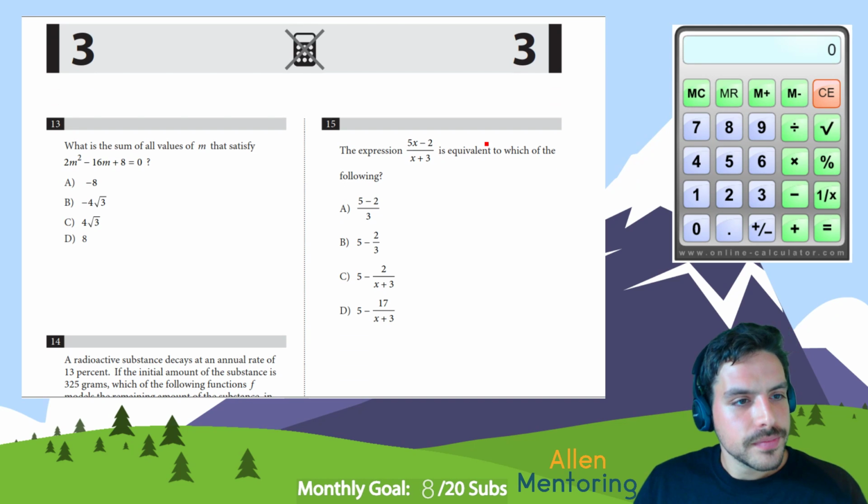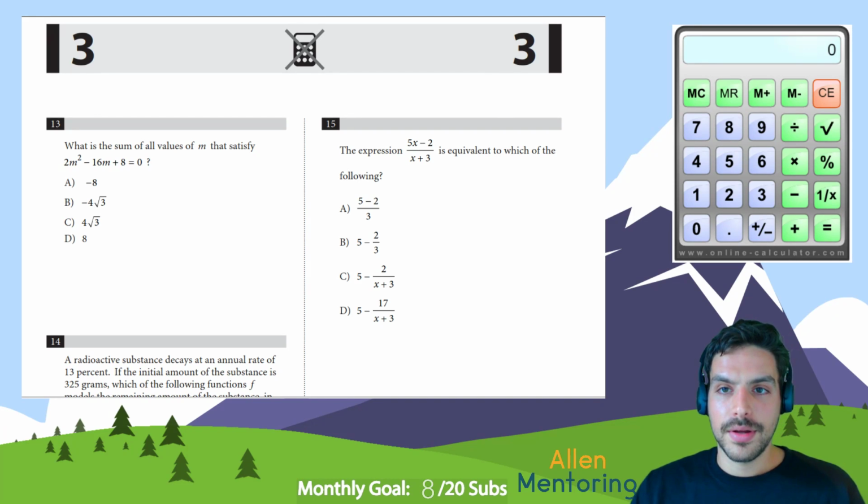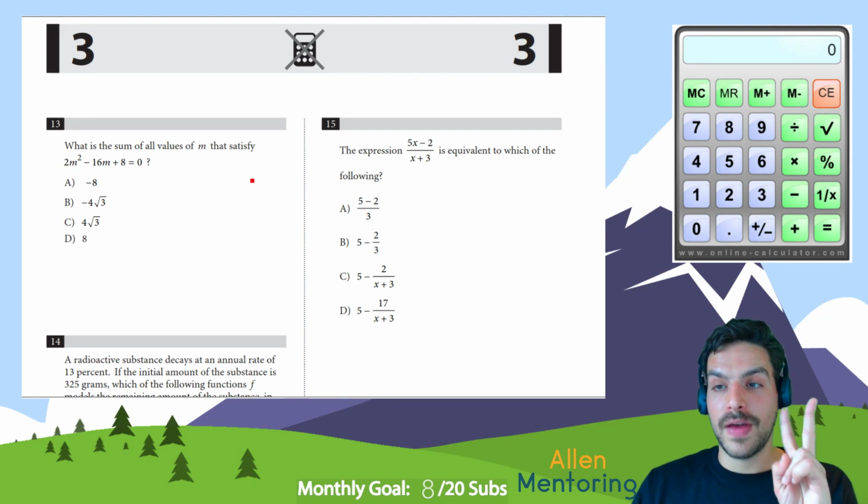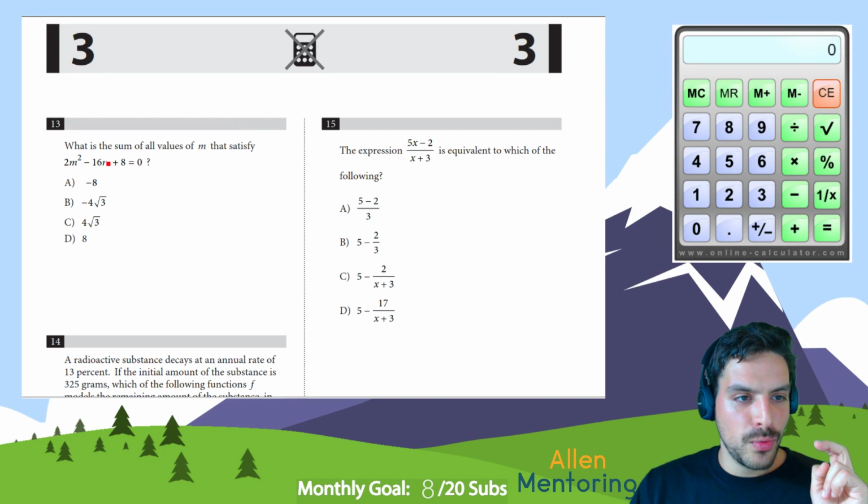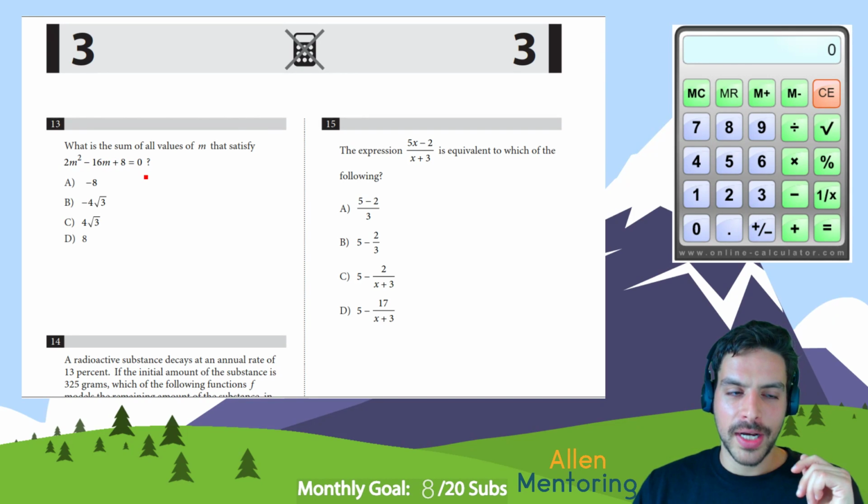Number 13. What is the sum of all values of m that satisfy that trinomial there? Okay, so we're going to have to factor this, right? Because we want to get all of the values of m that make that equal to 0. And since it's a quadratic equation, we know there's going to be two values of m. Okay, so how do we solve this quadratic equation?